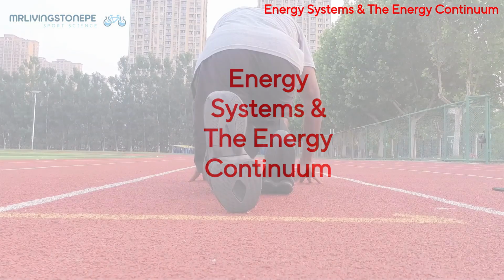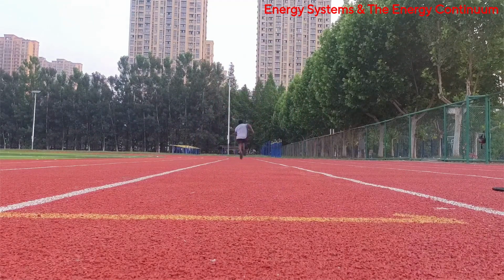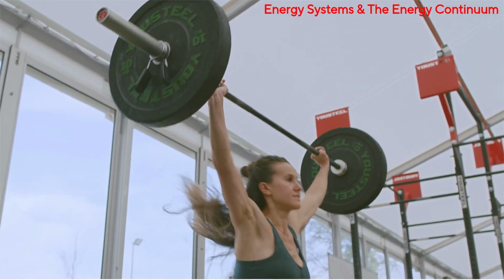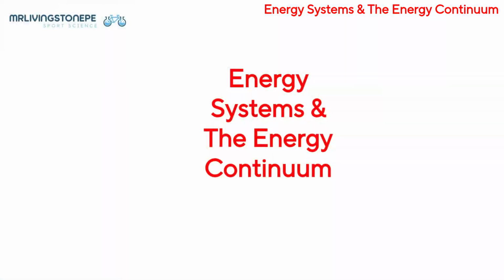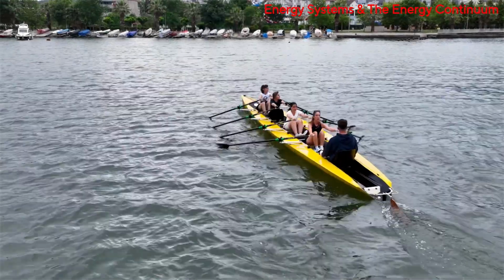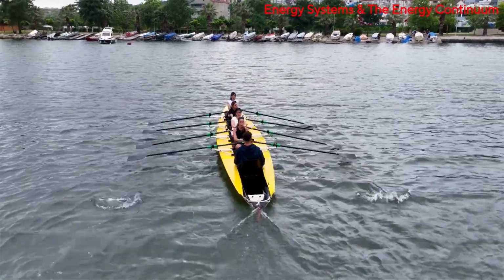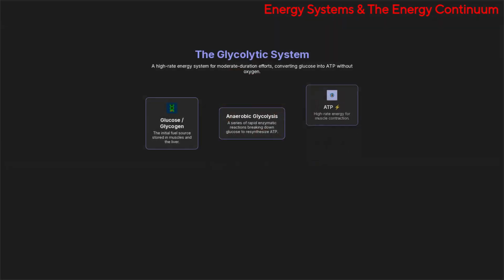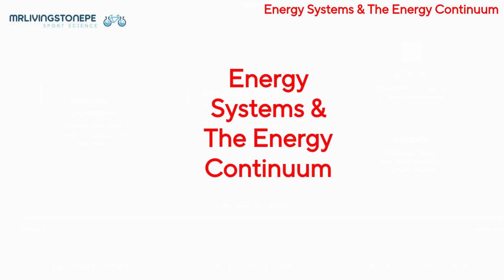The Phosphagen system, ATP-PCr, supplies energy immediately and very rapidly, but for only a short time, about under 10 seconds. It is anaerobic and powers all-out sprints and single heavy lifts. The Glycolytic system, anaerobic glycolysis, gives a high rate of ATP for moderate durations, roughly 20 seconds to about 2 minutes. It breaks down glucose or glycogen to make ATP quickly and produces lactate when demand exceeds oxygen supply.